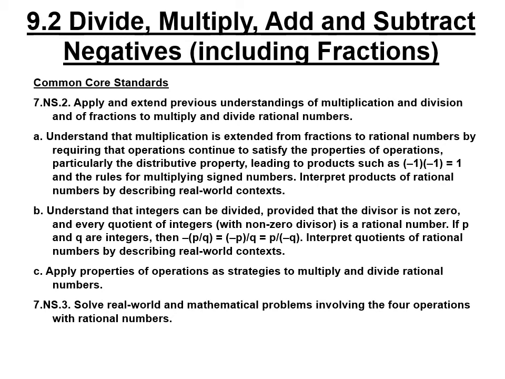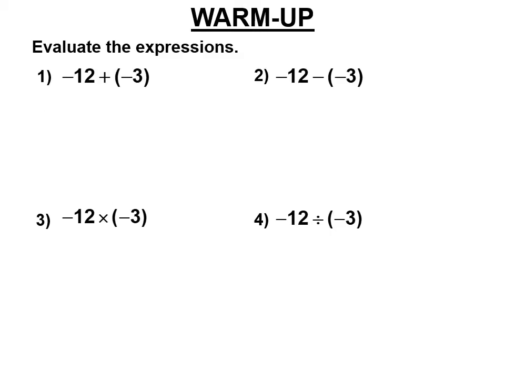So we're going to divide, multiply, add, and subtract negatives, including negative fractions, in 9.2. Negative 12 plus negative 3, just add them up and get negative 15. Negative 12 minus negative 3 is the same as negative 12 plus 3, which is, right, you add the opposite. This is negative 9.